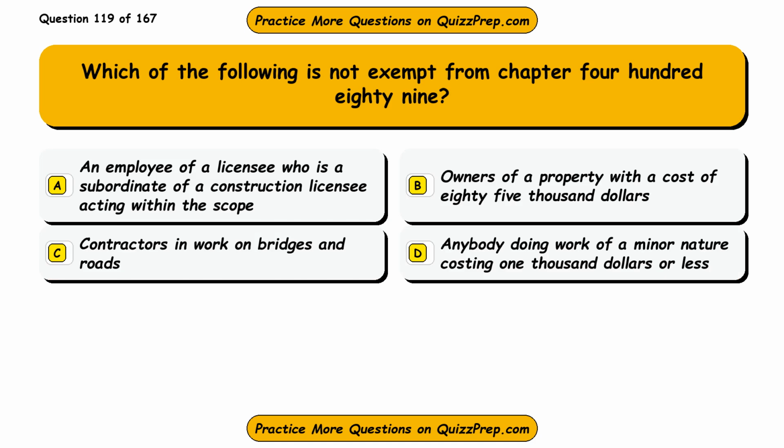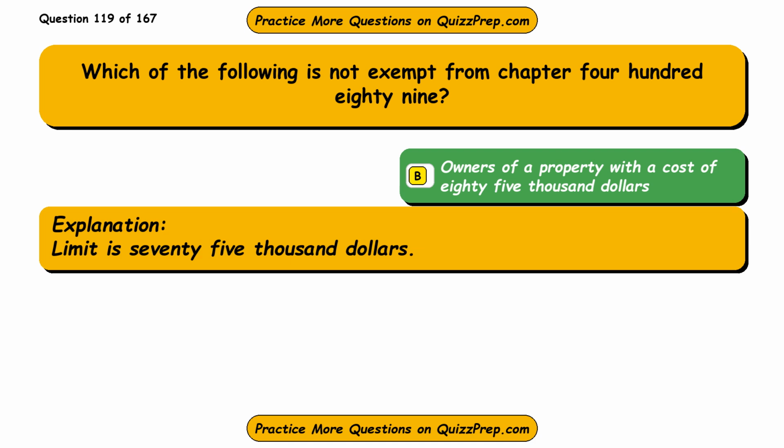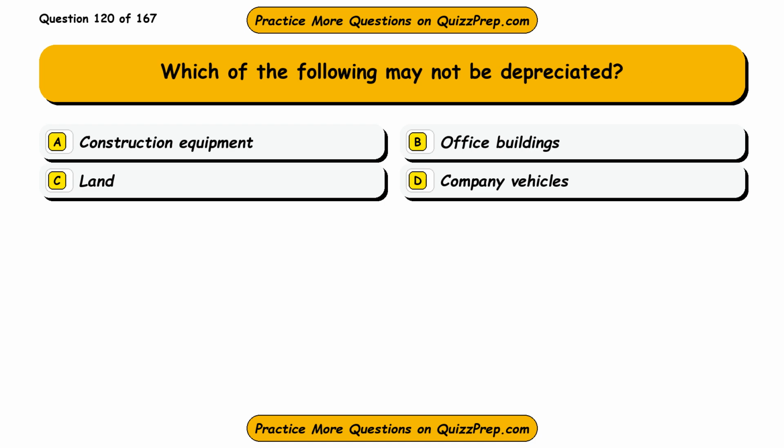Question 119. Which of the following is not exempt from Chapter 489? Option A, an employee of a licensee who is a subordinate of a construction licensee acting within the scope. Option B, owners of a property with a cost of $85,000. Option C, contractors in work on bridges and roads. Option D, anybody doing work of a minor nature costing $1,000 or less. The correct answer is option B, owners of a property with a cost of $85,000. Limit is $75,000.